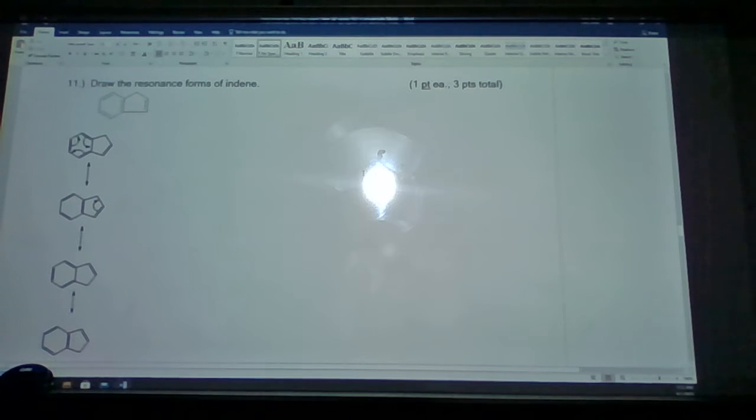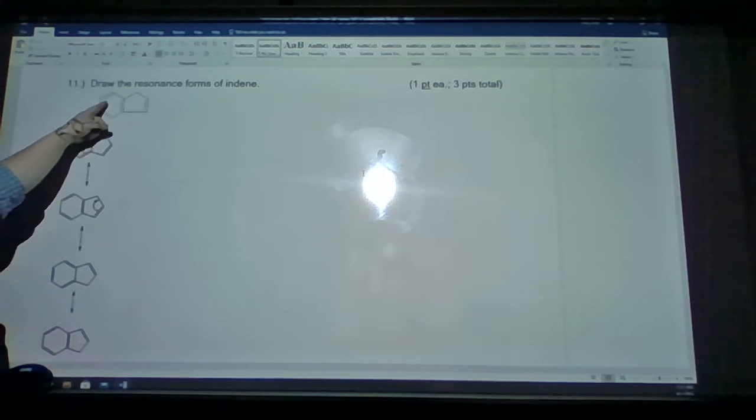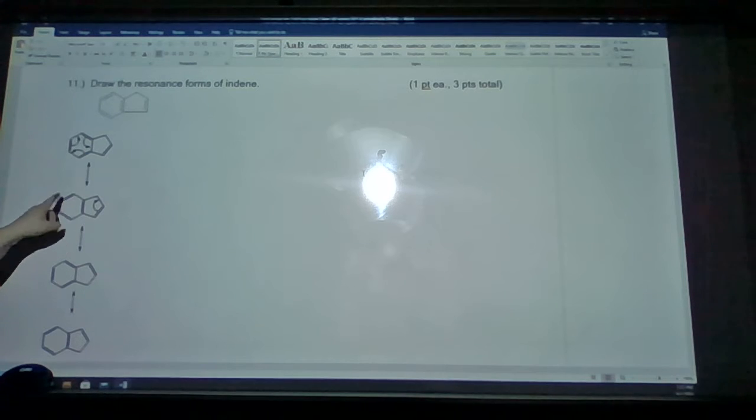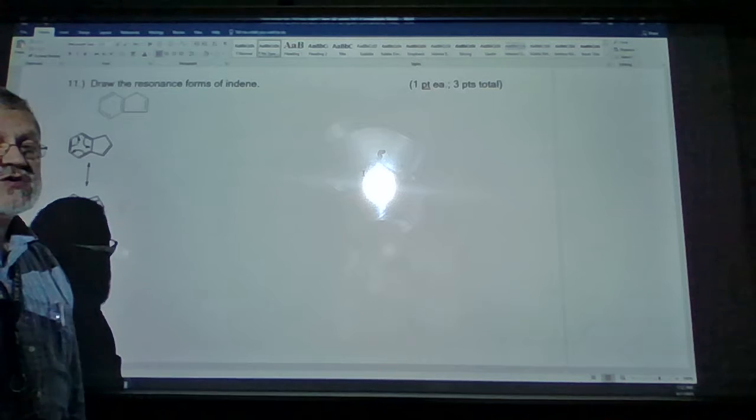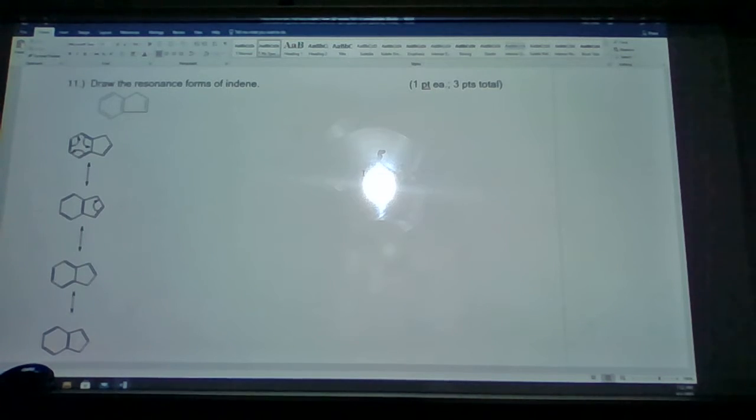There's number 17. This is indene. You can have the electrons either in the ring, in this position, or we can flip them around. So this is 1, 2. This is this guy, or the double bond could be there. So there are 3 resonance structures. The hint is that there were only 3: it says 1 point each, 3 points total. That should give you a hint that there were 3 resonance structures.